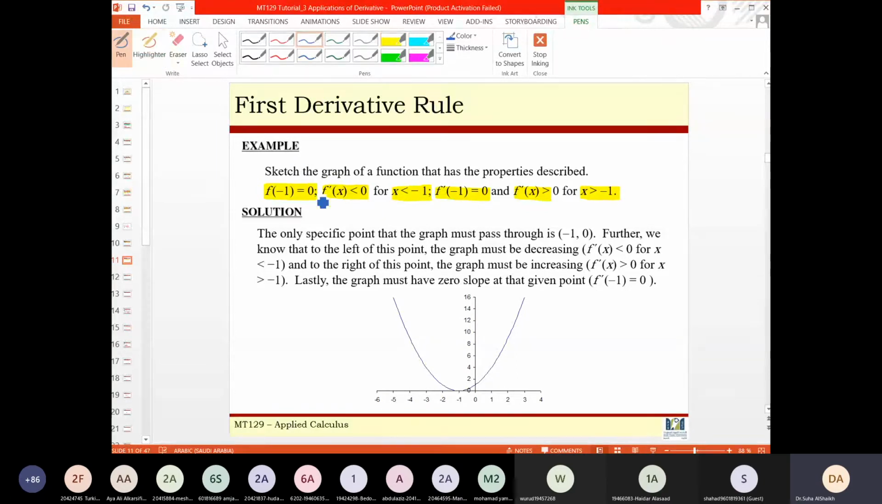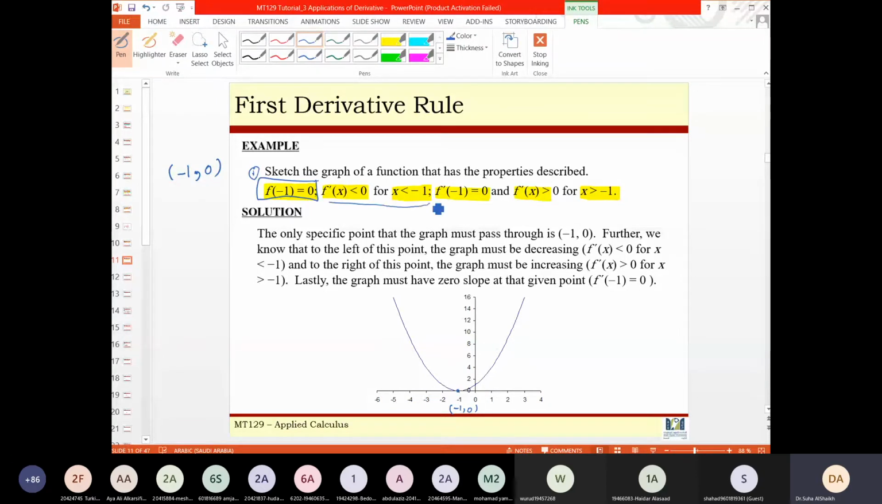Now the first thing they give to me is that f at -1 is 0. That means the value of the function at -1 is 0. So I have a point which is -1 for x and 0 for y. Right? So I go and I sketch the point -1 and 0. This is the point -1 and 0. So this is information number 1.